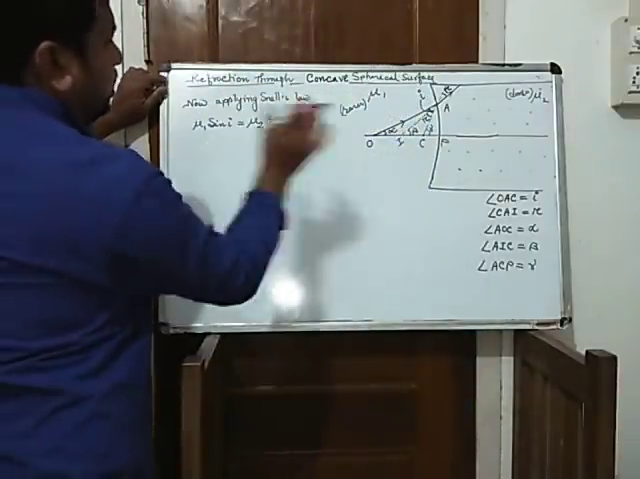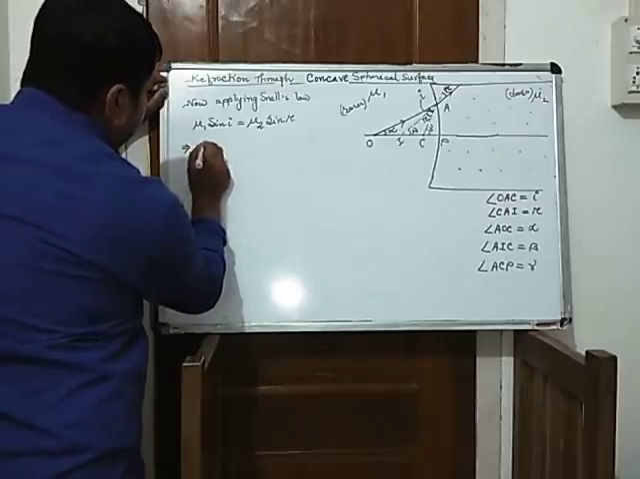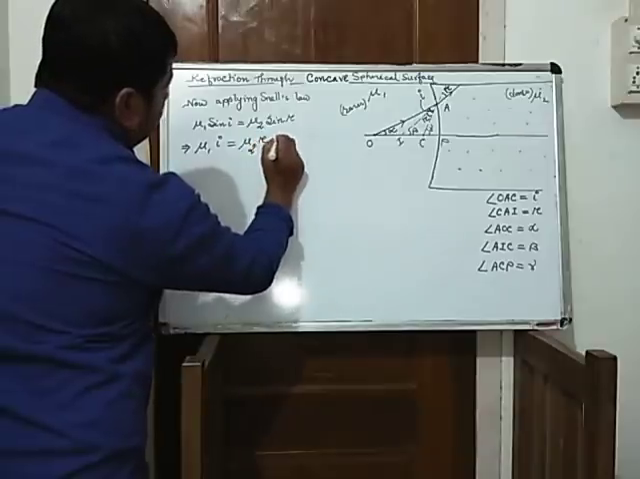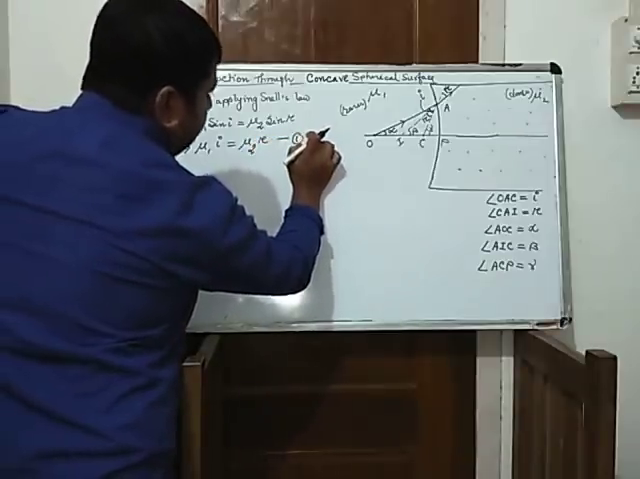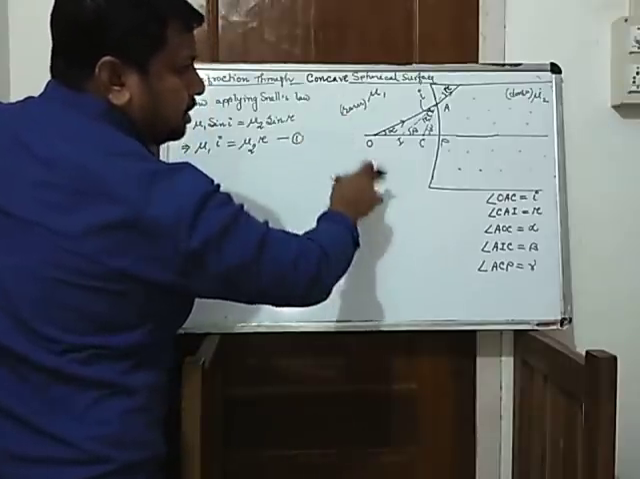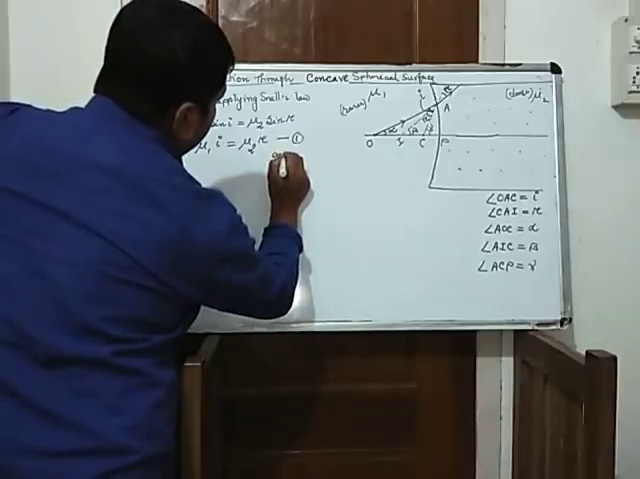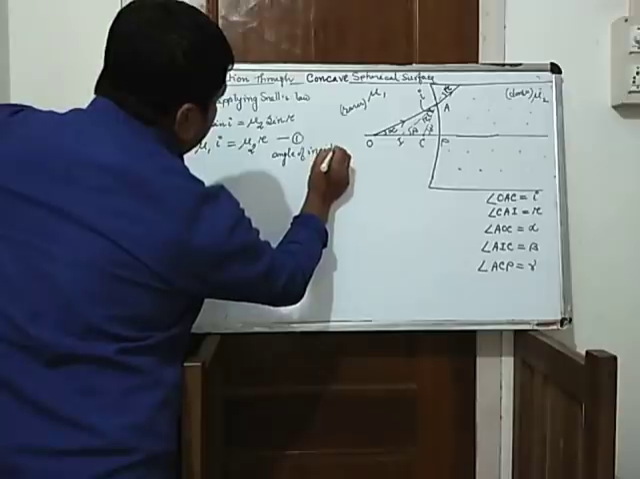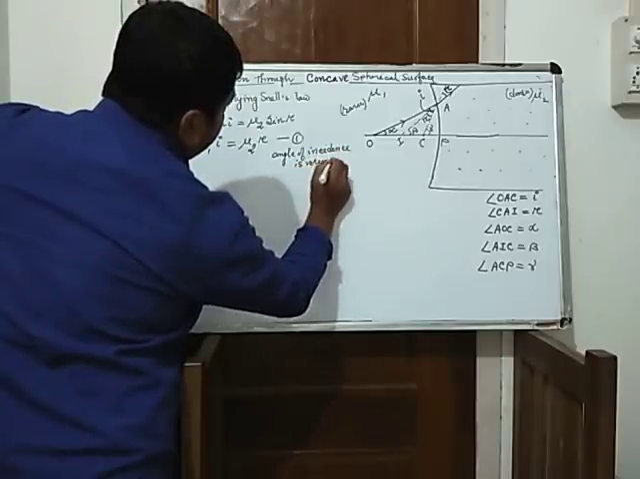So this angle of incidence is very small. So the angles being small, we get mu 1 i equal to mu 2 r, equation number 1. Write down by the side that the angle of incidence is very small.